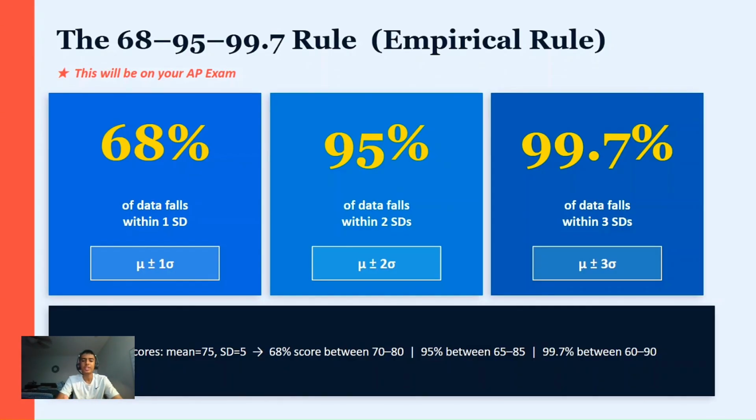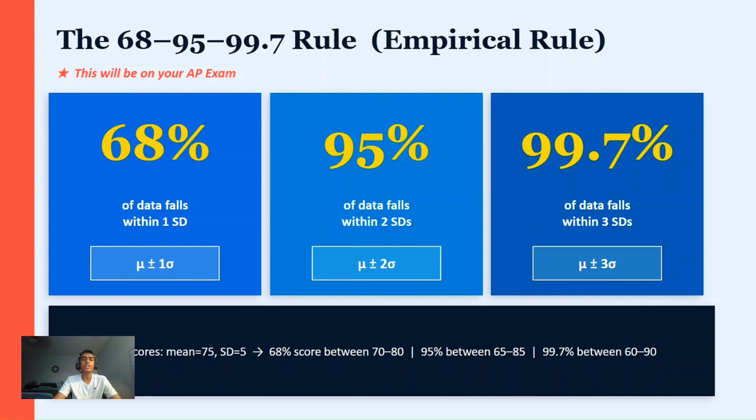Let me say that again because this is on every AP exam. One standard deviation from the mean, 68%. Two standard deviations from the mean, 95%. Three standard deviations from the mean, 99.7%.